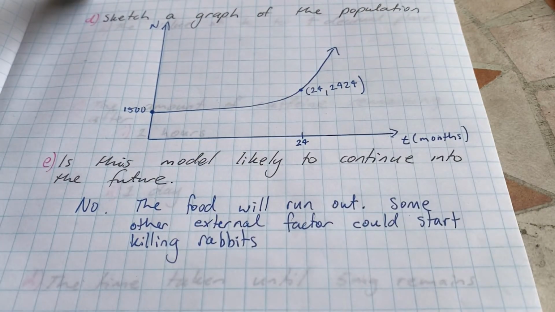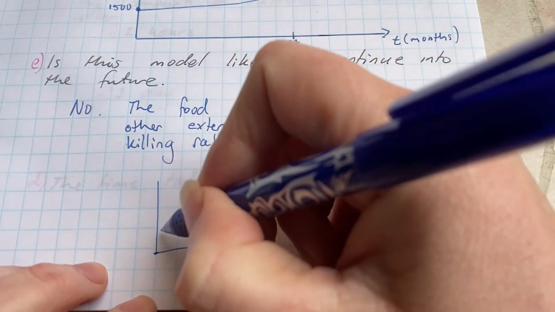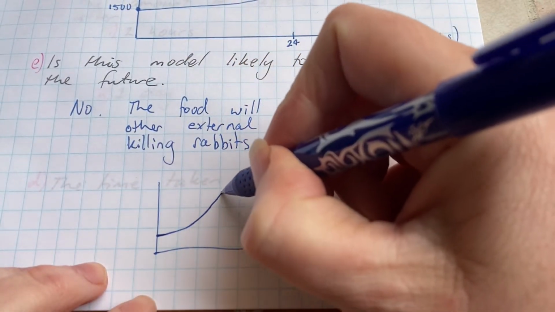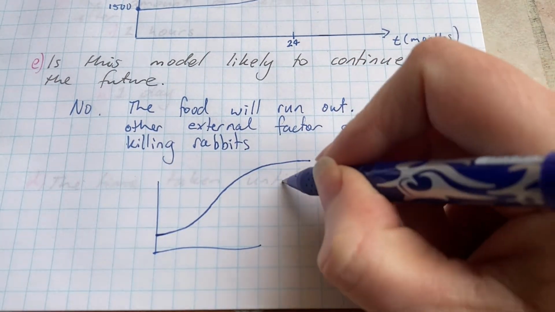In year 12, we will learn another model for population growth where the graph starts out exponential, but then something limits it and it comes up like that. But that will not be until year 12.